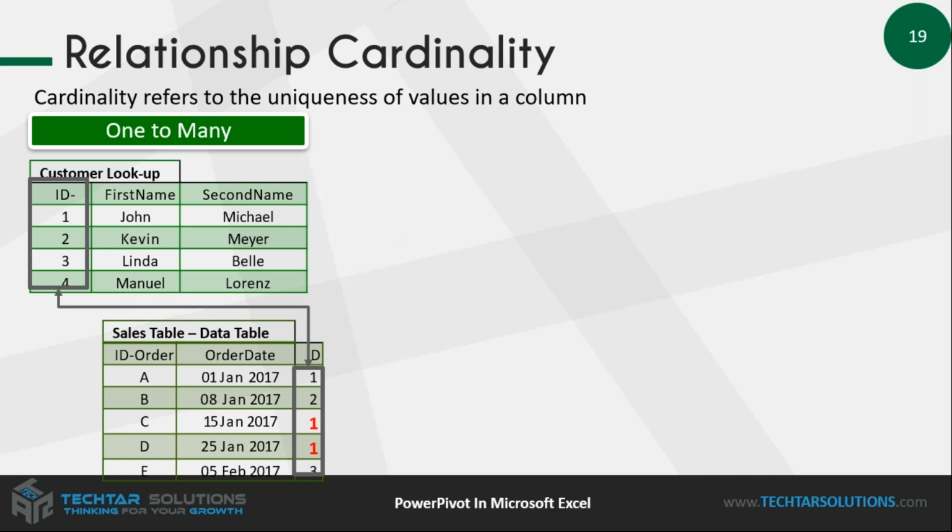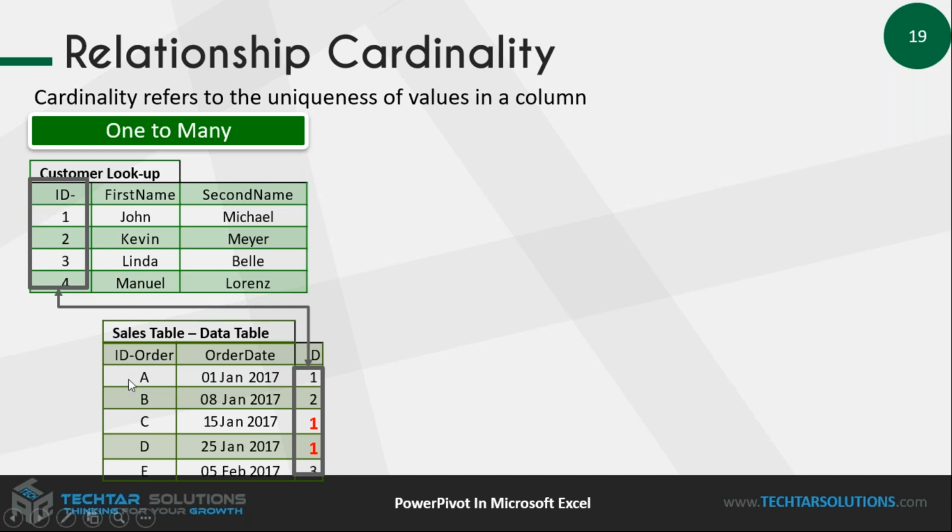This one will represent, in the data model, Mr. John. The second will represent Kevin. The third one will represent Linda. And number four will represent Manuel. So this is how we create one-to-many. In our lookup table, we have only one record available, which is used multiple times in the data table.